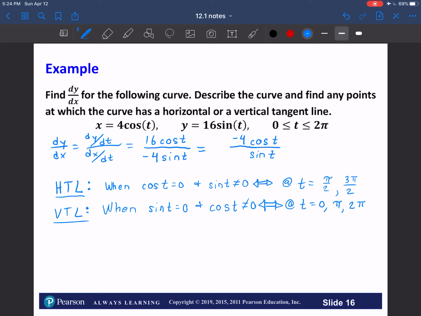Alright, we want to describe this curve and any points at which the curve has a horizontal or a vertical tangent line. The description of this curve, this is actually an ellipse, and perhaps it's difficult to see that at the moment. Notice that since we have x equals 4 cosine of t and y equals 16 sine of t, that seems very similar to a circle, but since we have a 4 and a 16, which are, of course, different numbers, it is not quite a circle, but actually an oval, an ellipse. So the curve is an ellipse.